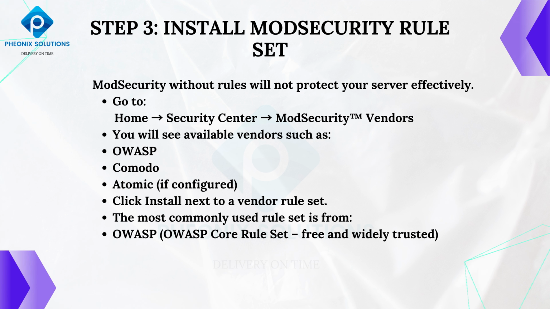Step 3. Install ModSecurity rule set. ModSecurity without rules will not protect your server effectively. Go to Home, Security Center, ModSecurity Vendors. You will see available vendors such as OWASP, Komodo, Atomic, if configured. Click Install next to a vendor rule set. The most commonly used rule set is from OWASP. OWASP Core Rule Set, free and widely trusted.